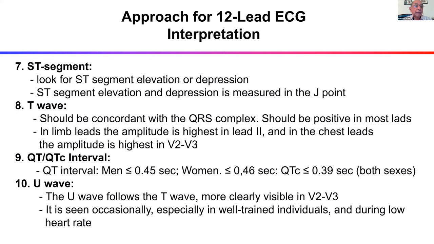Then you go for the ST segment. Mostly this is ST segment deviation, which is very important for ischemic heart disease. And remember, everything should be measured from the J point, and you have to define from where of the J point you are measuring it. And then you go for the T wave and the QT interval, which I have shown. And if a U wave is present, we can define it and see the morphology. And in most cases, this particular U wave is seen or visible in chest leads V1 to V3.